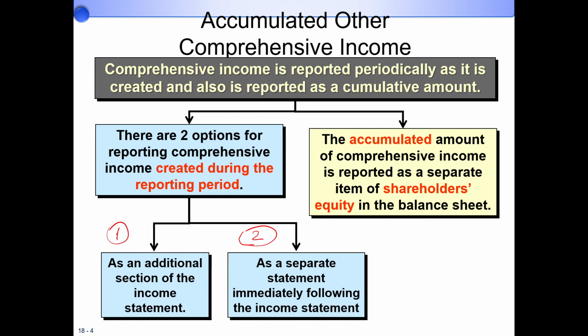No matter which option, let's talk about accumulated. Remember, accumulated and undistributed net income is what? It is retained earnings, right?